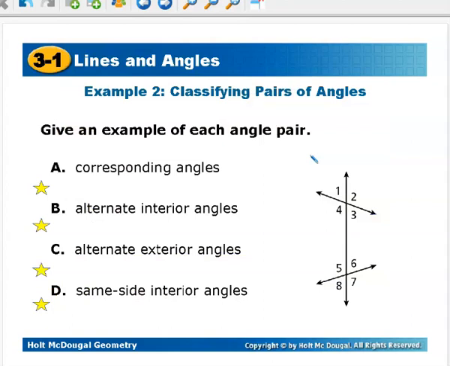Okay, so here we're going to practice classifying pairs of angles. We're going to give an example, just one example. Sometimes there's more than one, but I'm looking for corresponding angles. One example of that would be 1 and 5. They are in different groups, but in the same general location. Alternate interior angles: opposite sides and opposite groups. Alternate exterior: opposite sides and opposite groups. And same side interior.